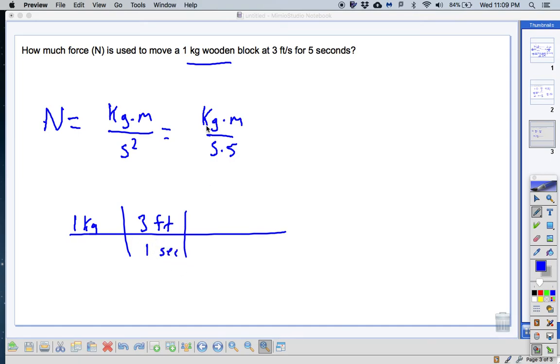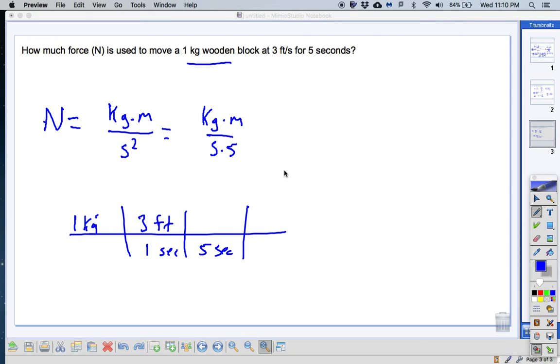Okay, so I'm now trying to match these units, and I'm close. I have kilograms on the top. I have feet instead of meters, but I can change that. And I have 1 second on the bottom, but I need another second. Well, here's another second. So we're going to put on the bottom 5 seconds. So now if I multiply this out, we're going to be in kilograms, feet, and seconds times seconds.